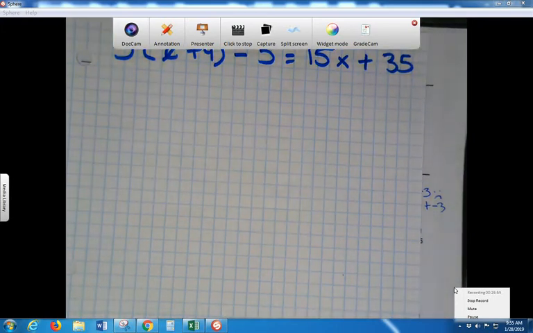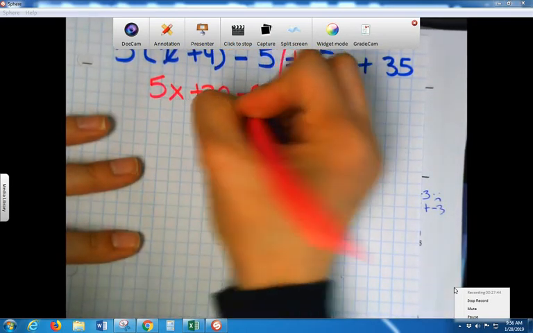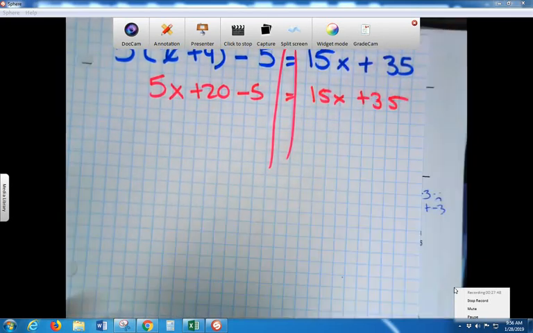Let's try it. What's your first step? Okay, you guys can do distributive property. Everybody in the class should be able to do distributive property. So you get 5x plus 20 minus 5 is equal to 15x plus 35. All right, what do you guys want to do next?